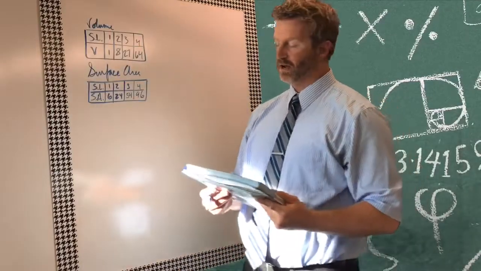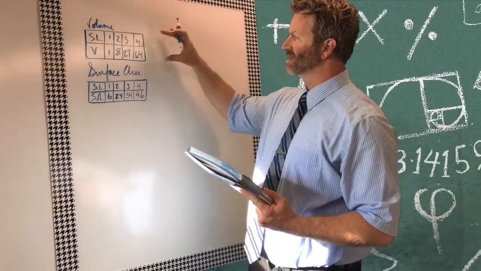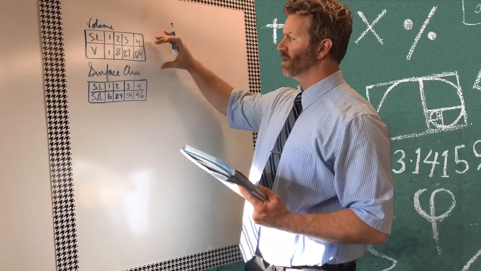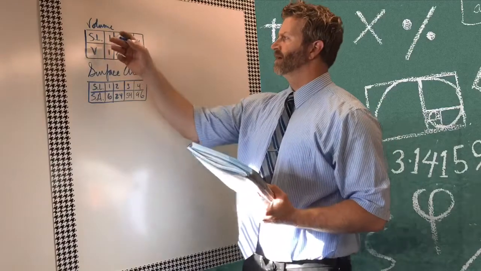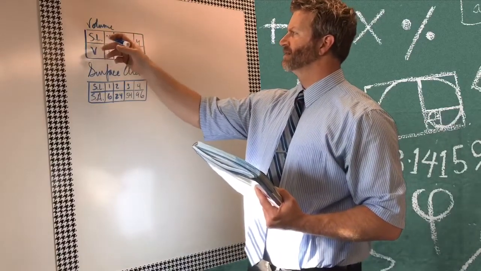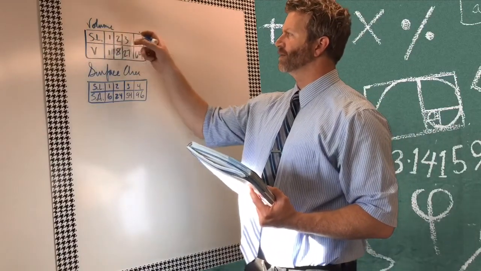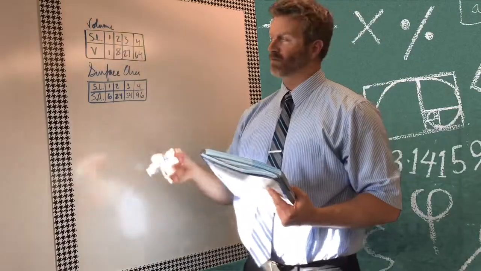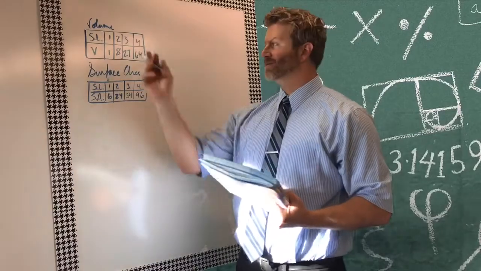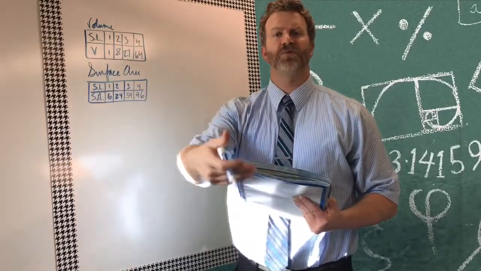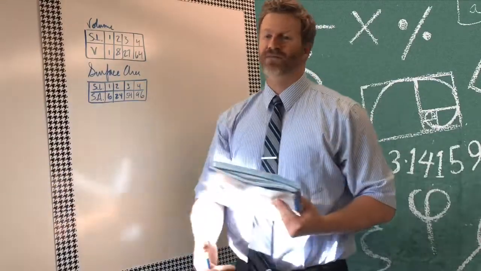All right, so check it out, guys. We have this table right here with our volume, and we have this table with our surface area. So notice, our side lengths are 1, 2, 3, and 4, and then we have our volume. If the side length is 1, 1 cubed is still 1. Now, 2 cubed is 8, 3 cubed is 27, 4 cubed is 64.